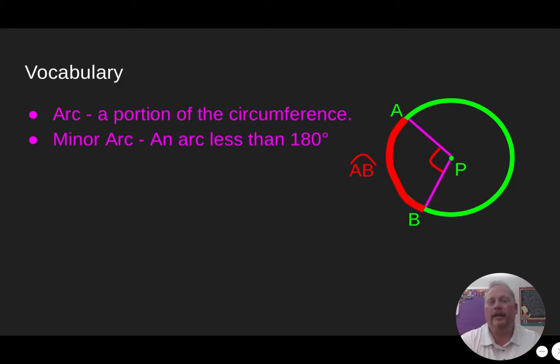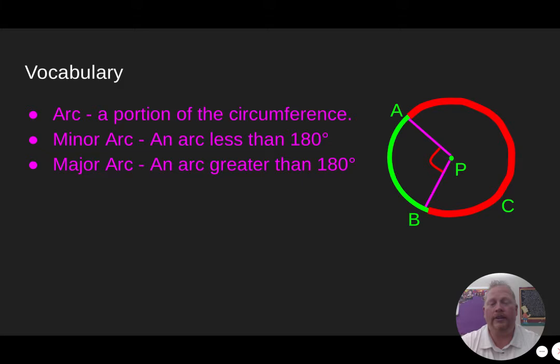Now something that you need to know is that arc AB is a minor arc. A minor arc is any arc that's less than 180 degrees. So 180 degrees is exactly half the circle. So any arc that's less than half the circle is a minor arc. A major arc is an arc that's more than 180 degrees. So if I were to go from point A to point B but go the other way around, that's a major arc. So here we see that.